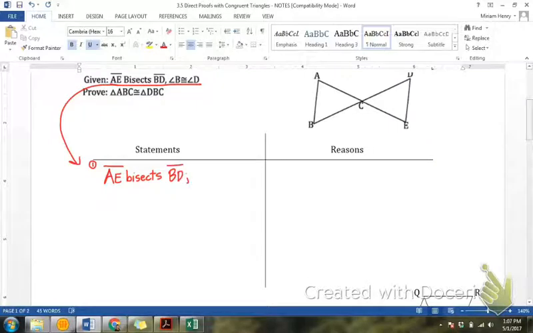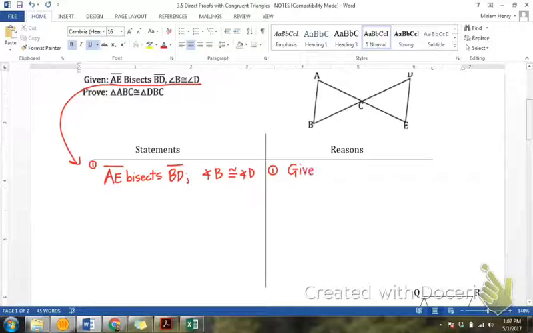And they also told me in the given that angle B is congruent to angle D. So the first step in setting up the proof is just to write down what you have been given. And then my reasons category is, why do you know what you just wrote? Okay, why did you just write that? Well, we just wrote that for number 1 because it was given to us.